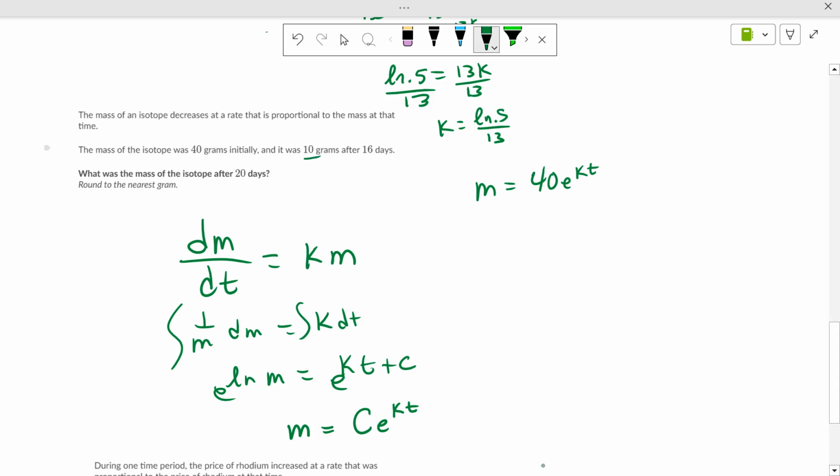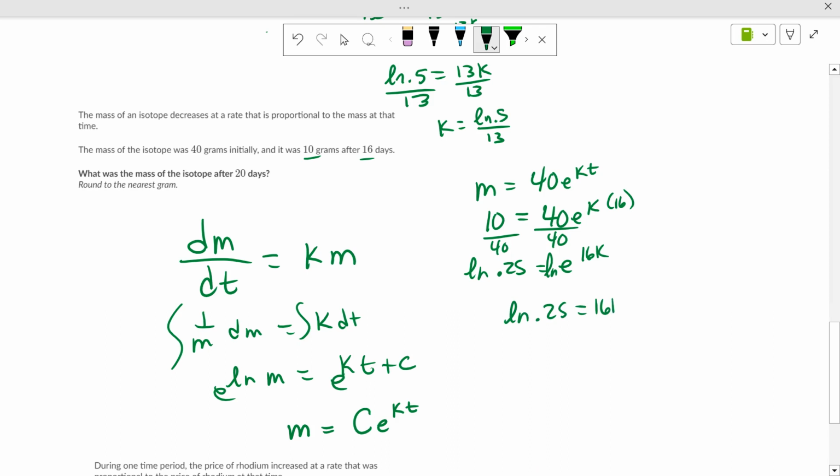Okay, it was 10 grams after 16 days. So 10 is the mass, 40 e to the k times 16. So divide by 40. You get 0.25 equals e to the 16k, ln both sides. So ln of 0.25 equals 16k, and divide by 16. So it's 1/16 ln of 0.25.